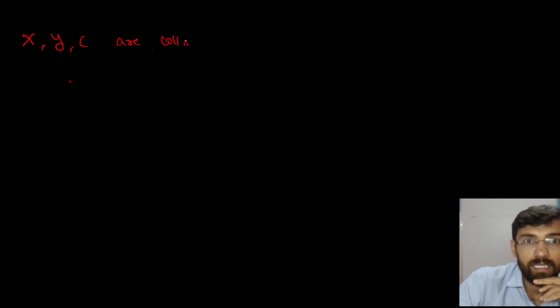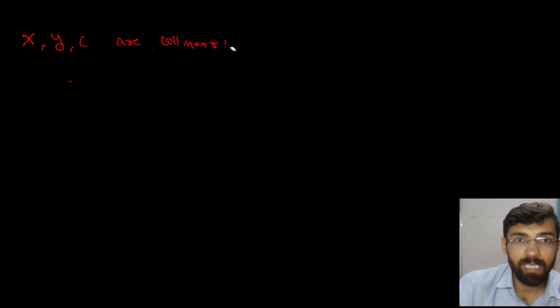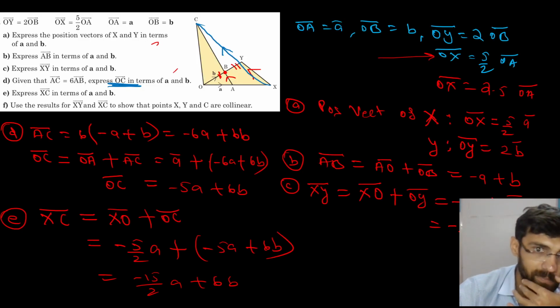Yes. So points X, Y, C are collinear. They have not given us this; we have to show it. We have to prove it or show it. Basically, show this. X, Y, C are the points.